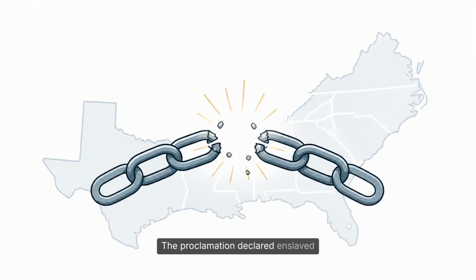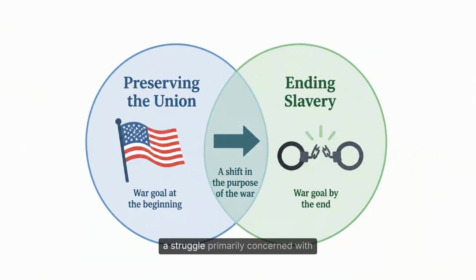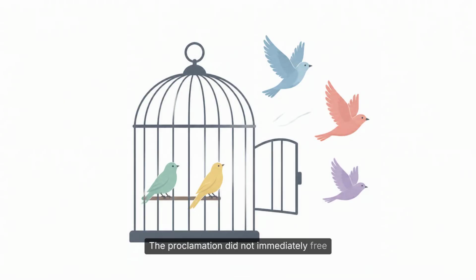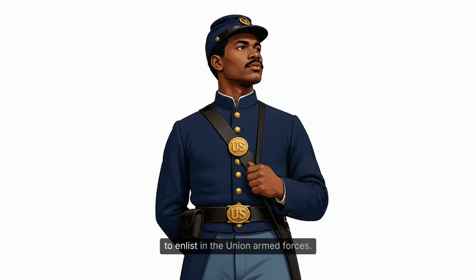The proclamation declared enslaved people in the states rebelling against the Union to be free. It transformed the Civil War from a struggle primarily concerned with preserving the Union into a struggle also directed toward ending slavery. The proclamation did not immediately free every enslaved person, but it changed the moral and political character of the conflict. It also allowed African American men to enlist in the Union Armed Forces.